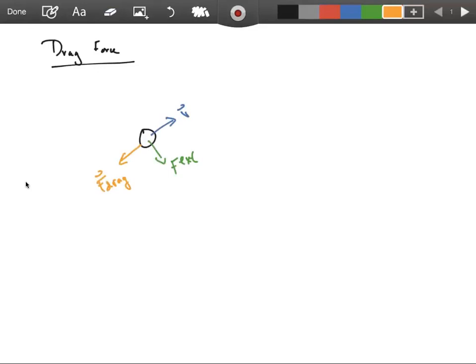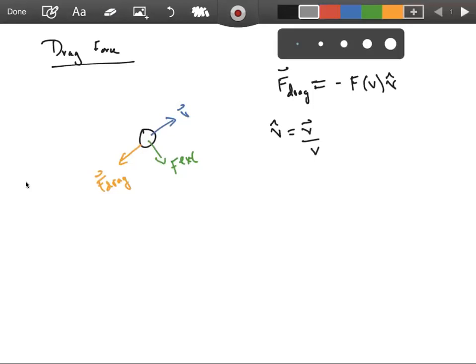So in most general cases, our F drag, or our retarding force, will be equal to the negative of this guy's magnitude. So this is the magnitude of our drag force here, times v hat, right? Where v hat is just the vector divided by its magnitude. So it's just a unit vector defining the direction of the velocity. So this is my v hat in this case.